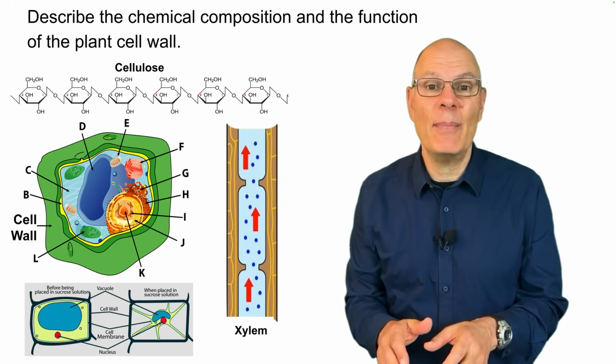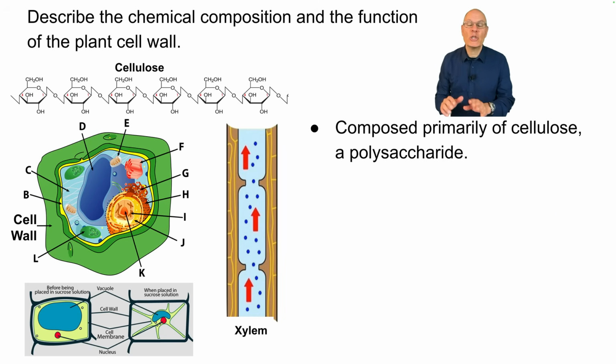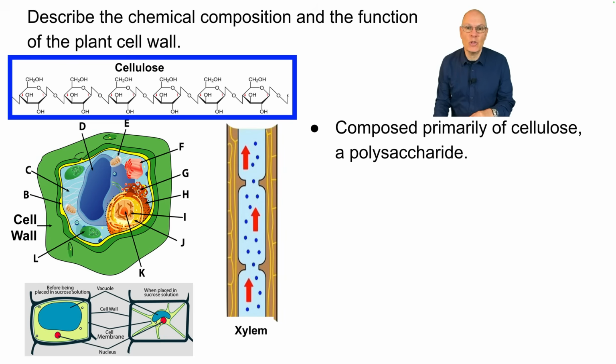Describe the chemical composition and the function of the plant cell wall. The cell wall is composed primarily of cellulose, which is a polysaccharide. It's that polysaccharide that we can't digest, but which ruminants, cows, goats, can digest because they have these symbiotic relationships that enable them to break that down and release food energy.